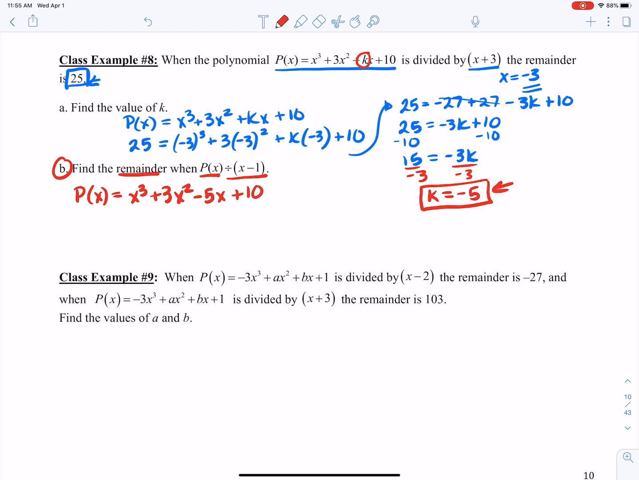And in order to find the remainder, there's two ways I could do this. I could do this using synthetic division, but I'm going to use the remainder theorem because that's our new learning just recently. So I'm going to sub in x is equal to 1. And once we do the math there, we find that p at 1 is equal to 1 plus 3 is 4 minus 5 is negative 1, plus 10 is 9. So the remainder when the polynomial is divided by x minus 1 is equal to 9.